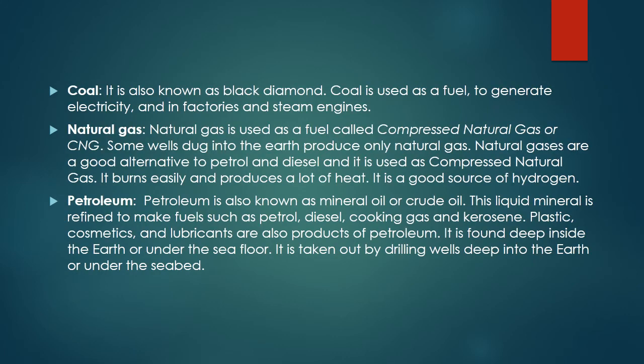Coal. Coal is also known as black diamond. Coal is used as a fuel to generate electricity in factories and in steam engines. Natural gas: you all know that natural gas is used as a fuel called CNG. Some wells dug into the earth produce only natural gas. Natural gases are a good alternate to petrol and diesel.